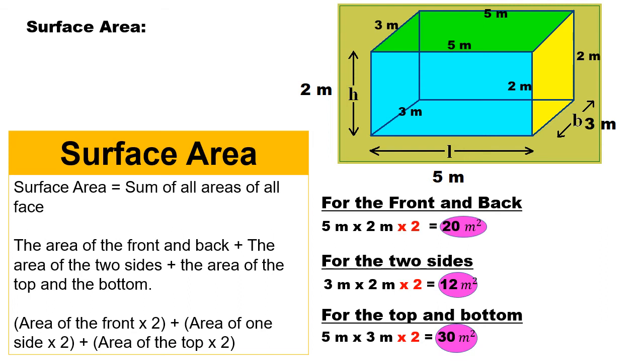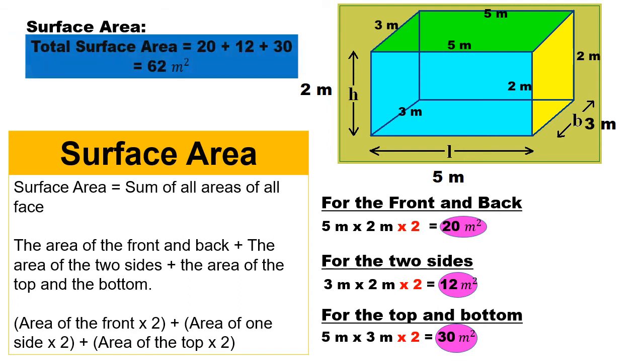So how do you find the total surface area? You add all your answers together, okay? You add them back together. 20 plus 12 plus 30 gives you 62 meters squared.